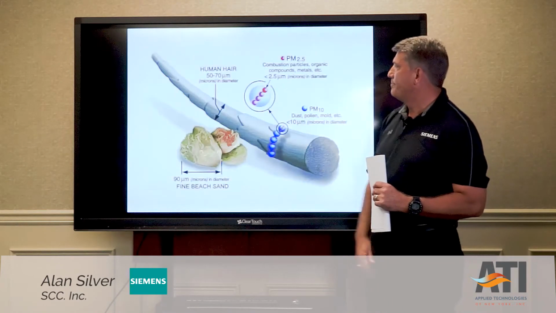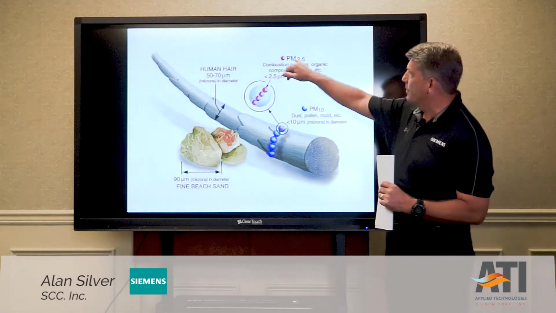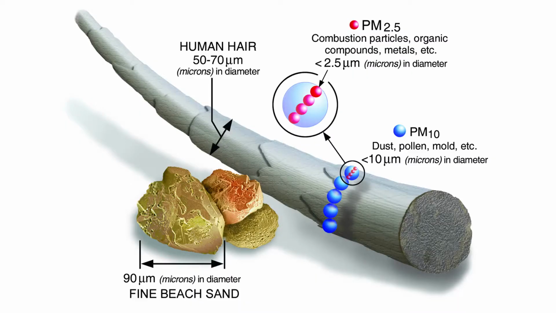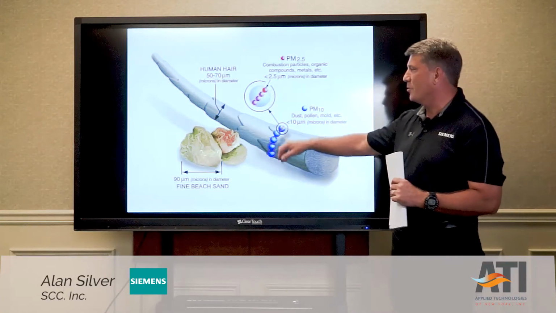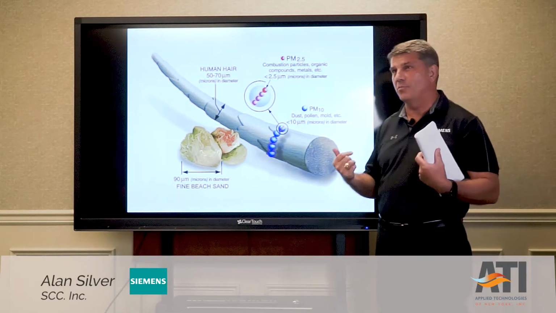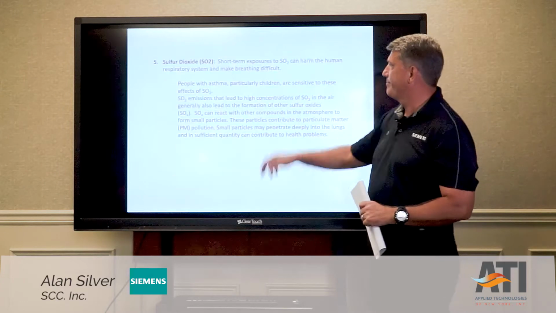If you notice these particulate matter sizes, this would be a human hair size here. So they're very small. You have PM10, which is a 10 micron particle, and then you have PM2.5, which is a 2.5 micron particle. So these particles, if they get into your lungs and get into your bloodstream, can really create an issue.